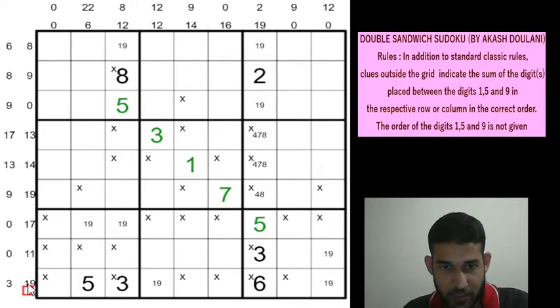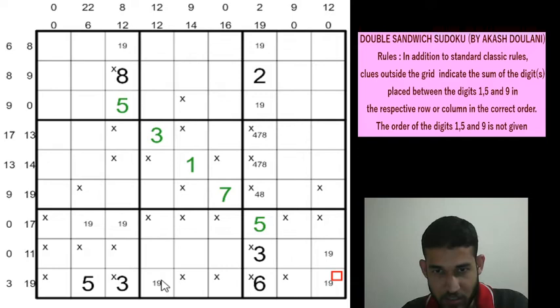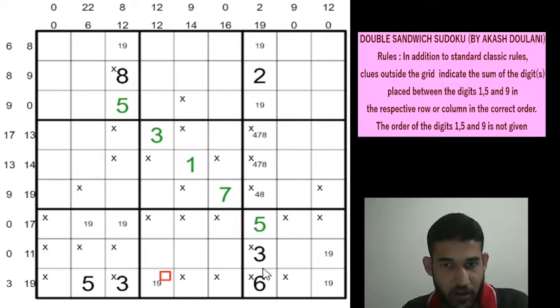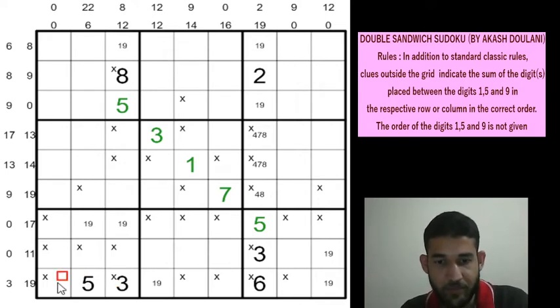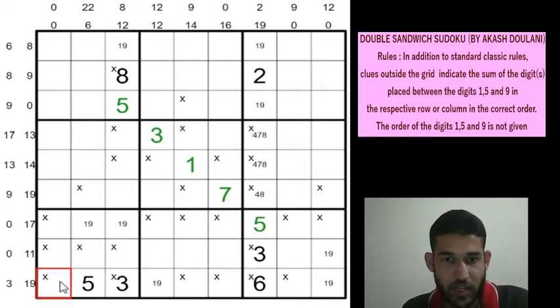So now to satisfy the 19 total, these 4 cells add up to 19, and these 2 cells add up to 10. That is, row 9 column 4 and row 9 column 9 add up to 10. So 10 plus 19 is 29, and plus 8 gives you 37. So to satisfy the 45 total, row 9 column 1 has to be an 8. And we have marked 8 here.